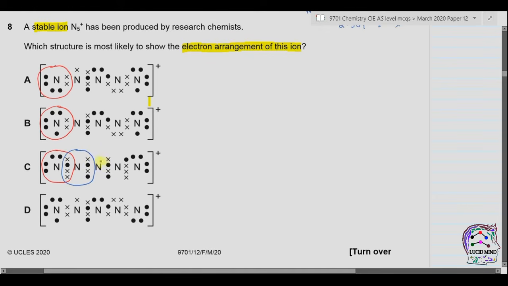The next one is 1, 2, 3, 4, 5, 6, 7, 8. Again the octet is complete. 1, 2, 3, 4, 5, 6, 7, 8. And the last one, 1, 2, 3, 4, 5, 6, 7, 8. So yeah, all atoms have a complete octet, so the answer is part C.